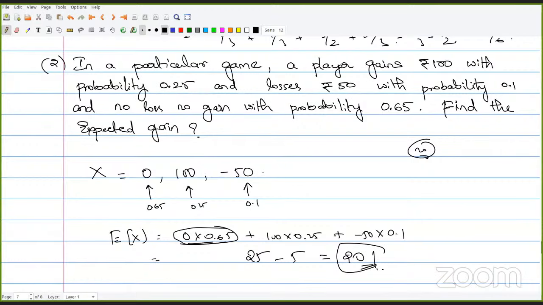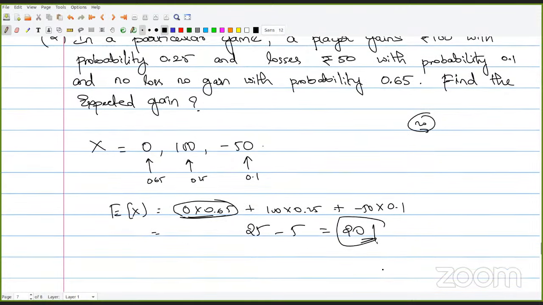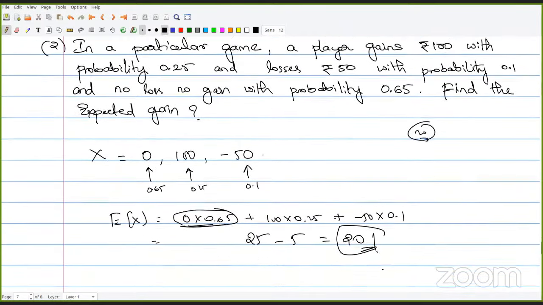It's safe, so he will gain. Yeah. What is the value of the ticket also? What will be the value of the ticket? Value of the ticket, yeah. Maybe, if it is 50 rupees, then I will not play.